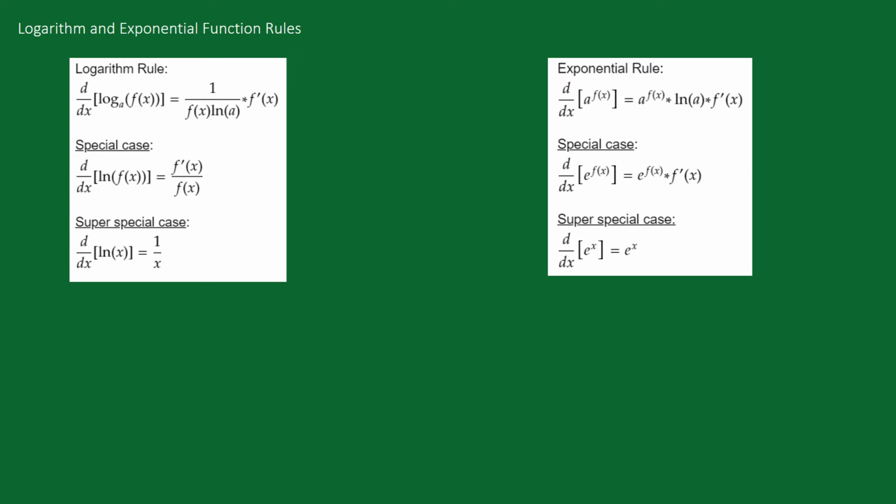What you see on the screen right now are the typical exponential and logarithm derivatives used in calculus. The general exponential and logarithm derivatives come from using the limit definition of the derivative. The special cases are actually the general rules in disguise. If we apply the general log rule to natural log of f of x, we get that the derivative of natural log of f of x is equal to 1 over f of x times natural log of e times the derivative of f of x. But the natural log of e is 1, so we just end up with the derivative of f of x over f of x.